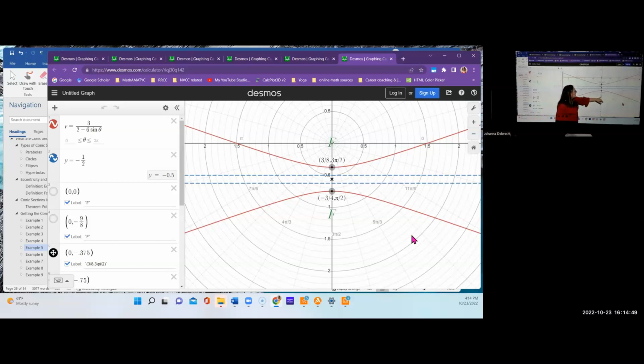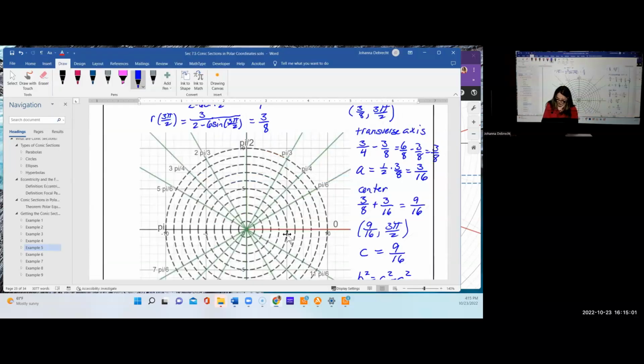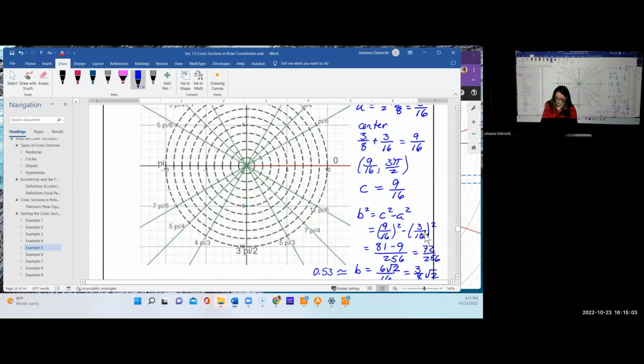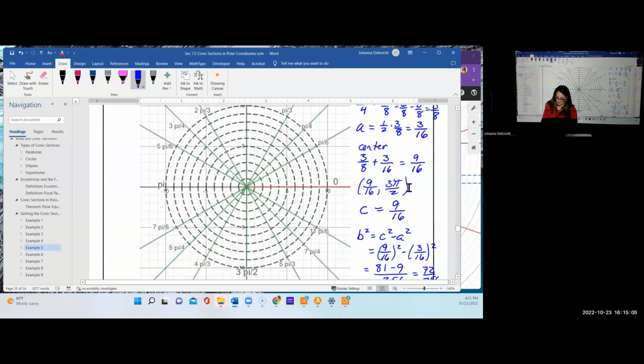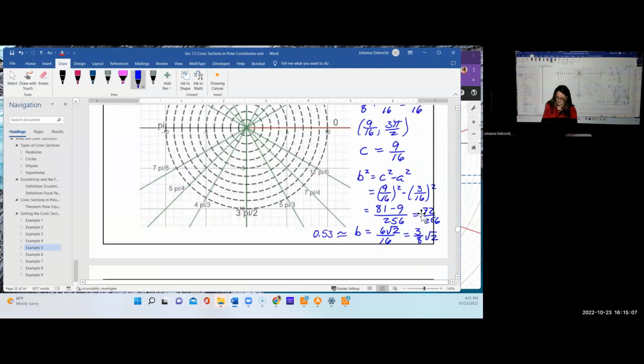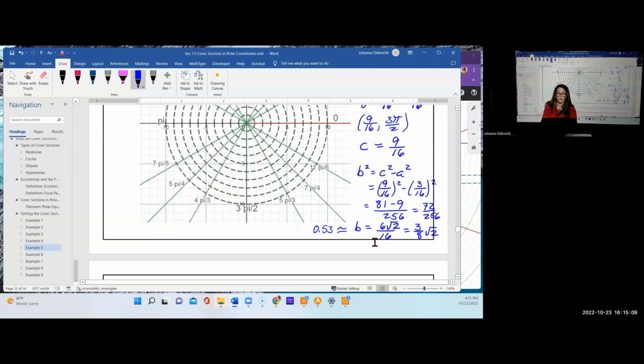All right. Now, in order to graph it, you're going to need the covertices along the conjugate axis, the ghost ones. So you need to be able to figure out what B is. So coming back over here to your graph, we're going to take the values for A and C. A is 3/16, C is 9/16, and we're going to plug them into the formula for a hyperbola. B squared equals C squared minus A squared. And that gives us that B is roughly about 0.5.